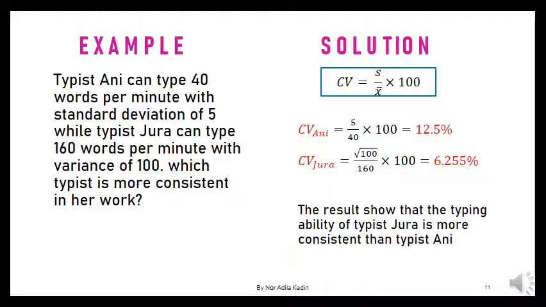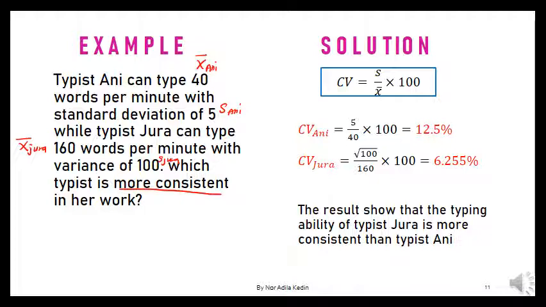So here ada satu example. Dia kata typist Ani can type 40 words per minute with a standard deviation of 5. Ani boleh type 40 word per minute. So, ini min untuk Ani. Standard deviation untuk Ani adalah 5. Ada seorang lagi typist nama dia Jura. Can type 160 words per minute. So, min untuk Jura adalah 160. Standard deviationnya 100. Which typist is more consistent?